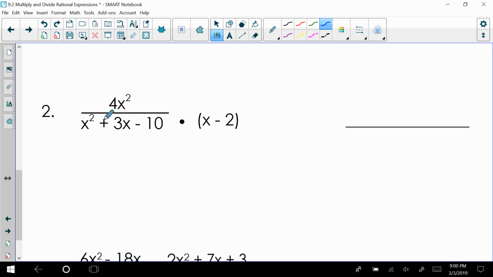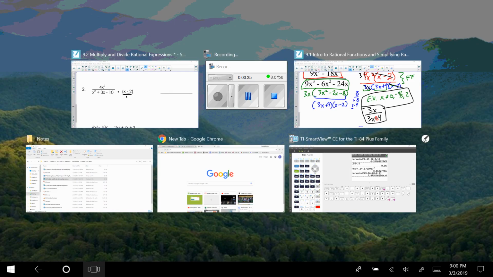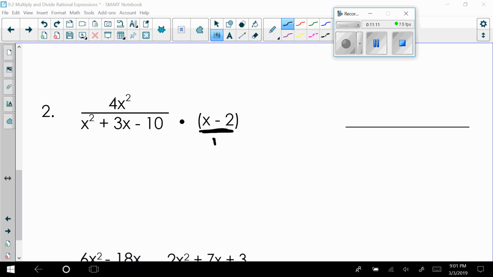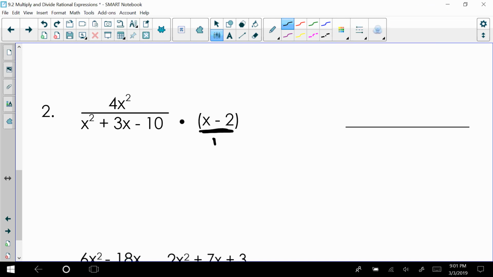So here, I kind of want to do the same thing. I don't want to get too far ahead of myself. I'd like to make this over 1. Okay, I want to make that over 1 just for a good little reference point here for me. And then I want to factor stuff. I think this is as simple as it gets, so maybe I factor this out. Do I know factors of 10 that subtract to give me 3? Well, I think that's 5 and 2. Subtract, okay, positive 5, negative 2.